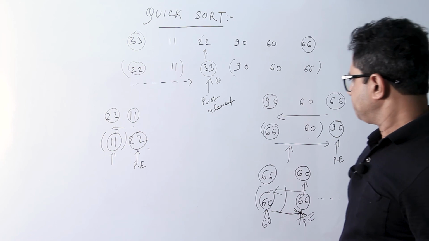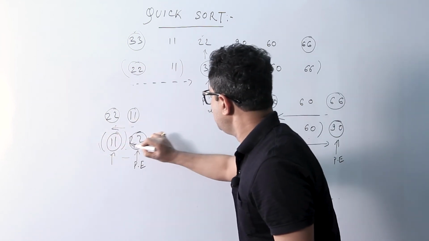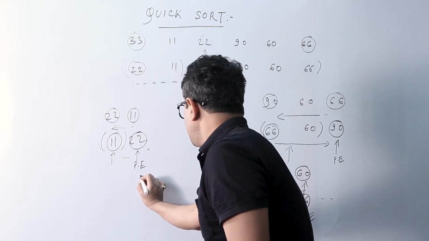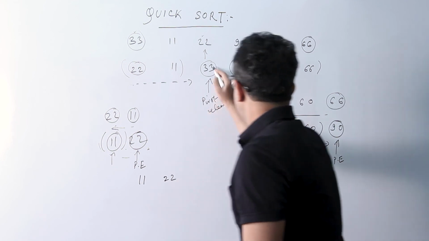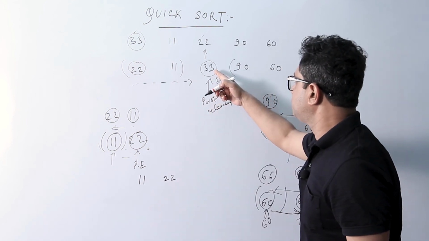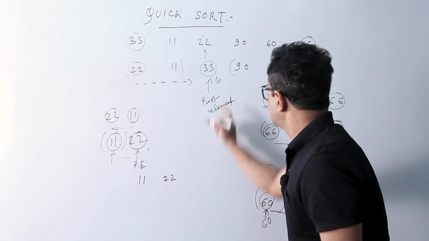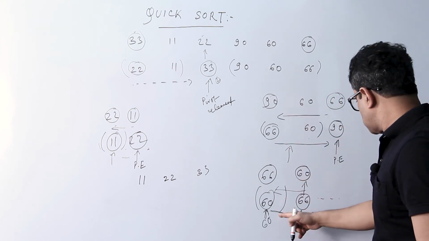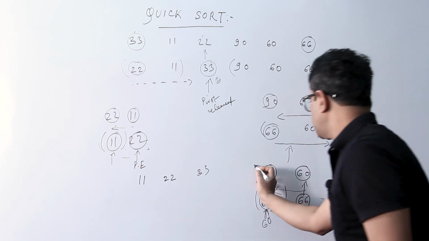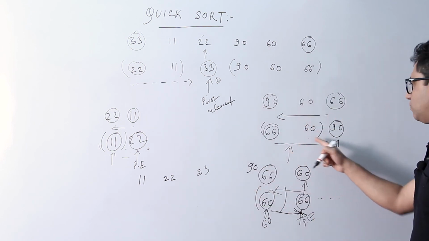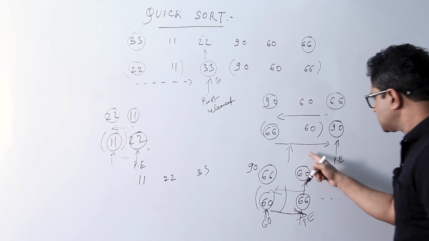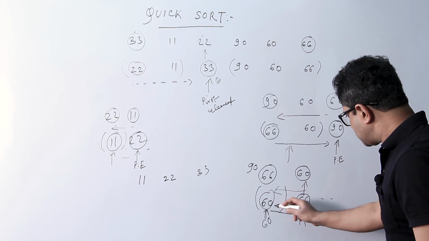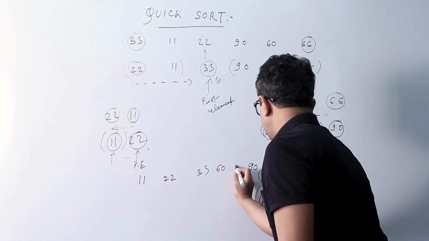So now this list has become 11, 22, then 33, which has found its position in the second step. Now for this entire list, 90 has found its position like this, that is third of the three elements, and out of these two elements which are on the left side of 90, the ordering has been done in this manner, 60 and 66. So let's put 60 and 66 over here.